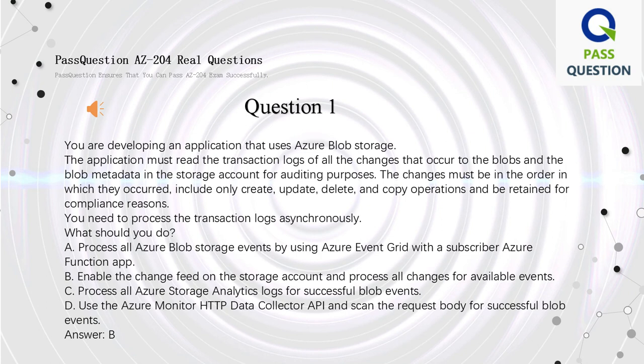What should you do? A. Process all Azure Blob storage events by using Azure Event Grid with a subscriber Azure Function app. B. Enable the change feed on the storage account and process all changes for available events. C. Process all Azure Storage Analytics logs for successful blob events. D. Use the Azure Monitor HTTP Data Collector API and scan the request body for successful blob events. Answer: B.